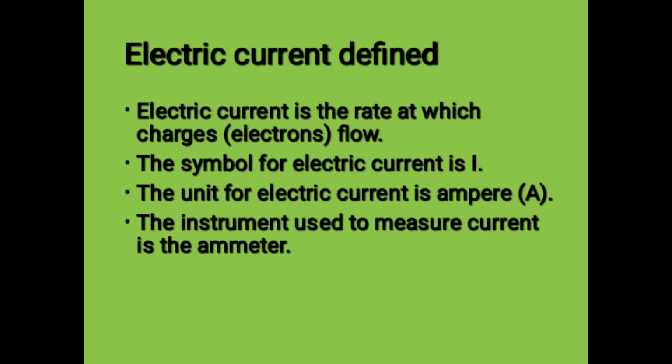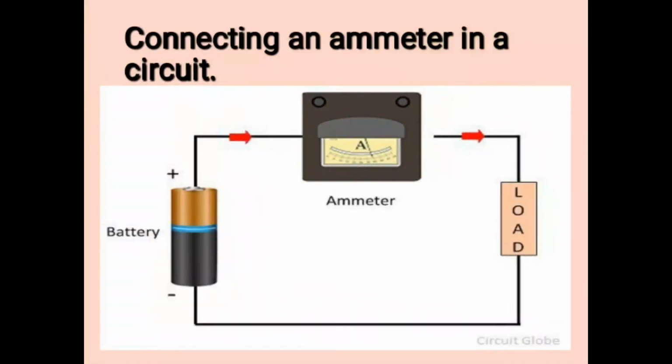And then there is also a need for us to be able to know the instrument that we can use to measure electric current. And this instrument is the ammeter. And now there is a need for us to know how we can connect an ammeter in a circuit.